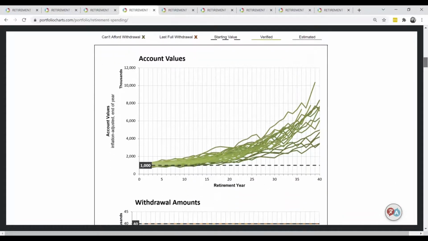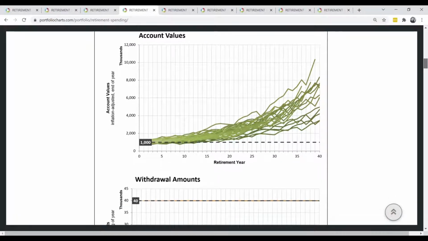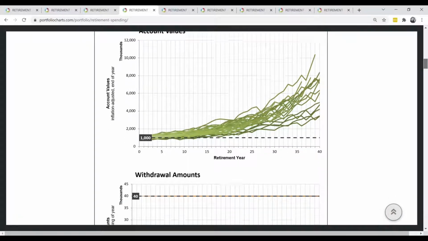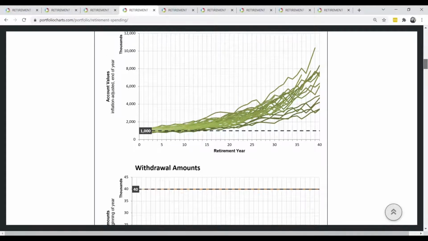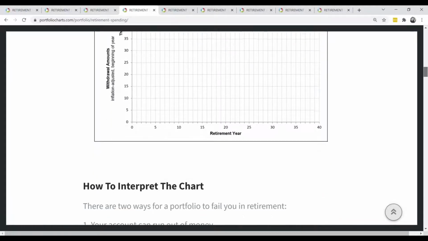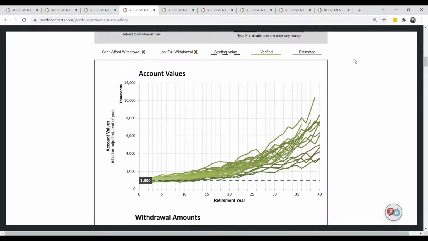You would see that kind of performance. And so again, this is a very comfortable portfolio to hold in retirement and can withstand safe withdrawal rates pretty easily over 4% and up to 5% without much trouble.